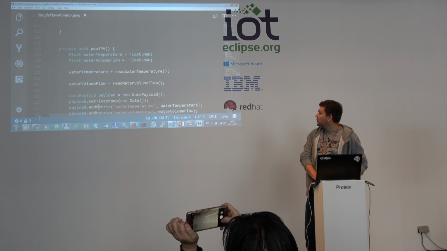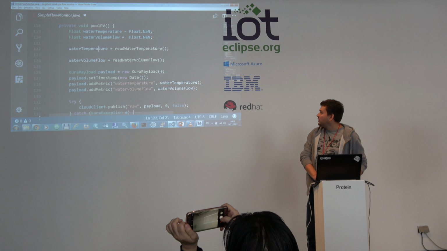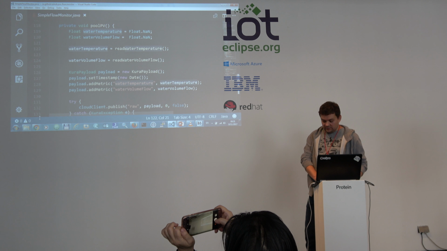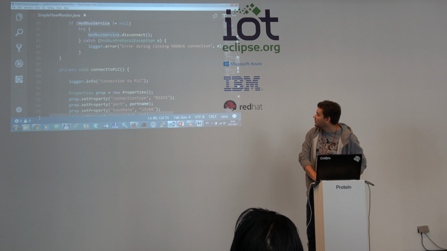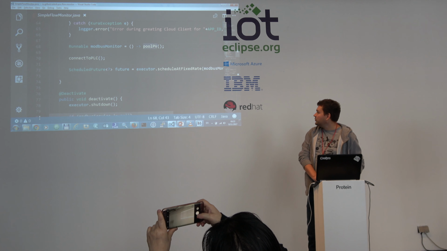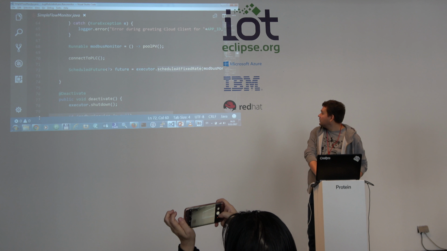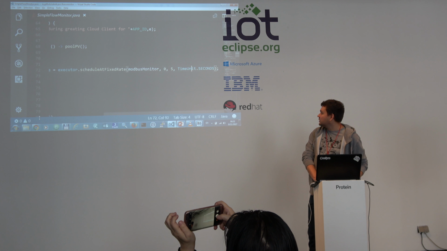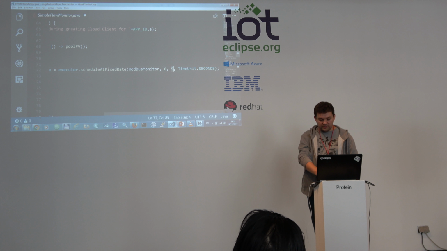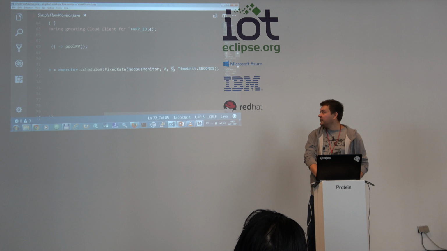And here is the polling mechanism. In the polling mechanism, I'm using the lambda you saw before. Where is that? Yeah, here. Here's the Runnable, which is using this function, pollPV, and I'm using the scheduled executor at a fixed rate. The rate is, I think, 5 seconds. So every 5 seconds, I'm running the code which will pull the data from the PLC. And pollPV is somewhere here.